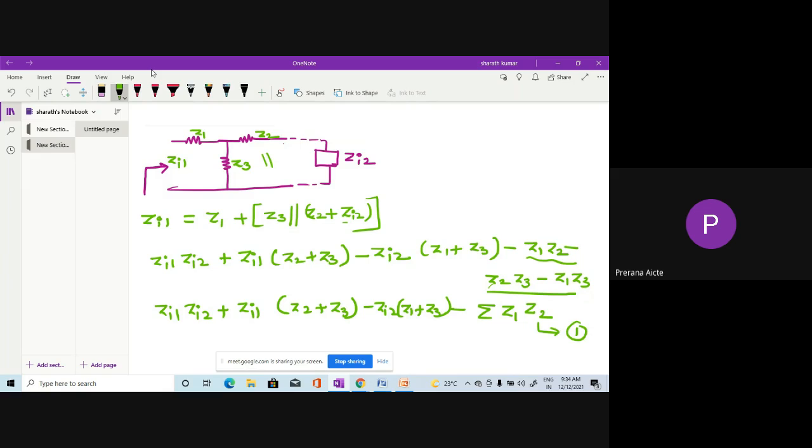Remember this equation number 1 applies when the load is connected at port 2, and the name of that load is Zi2. When you look from port 1, you will find the image impedance of this load Zi2 is Zi1. So to calculate Zi1, we got equation number 1. In a similar way, let's go for the load at port 1.